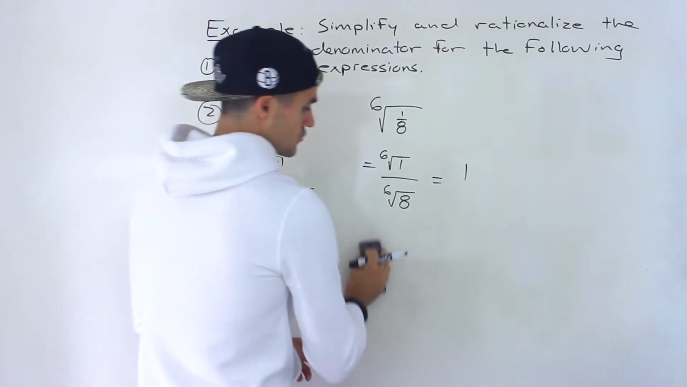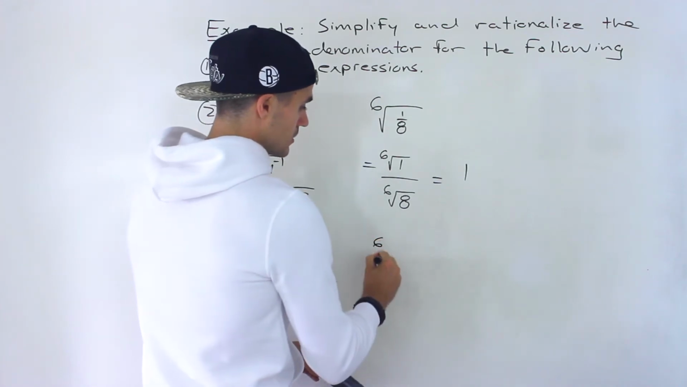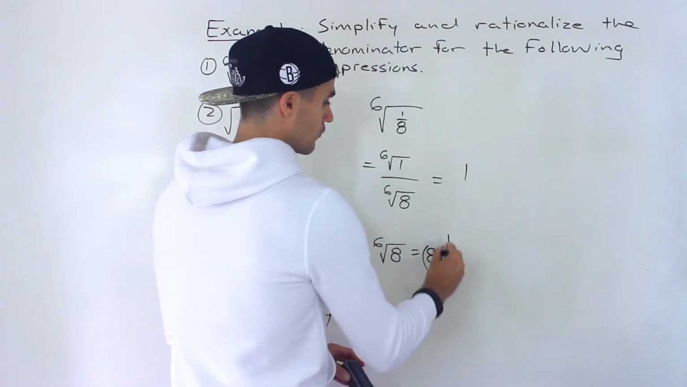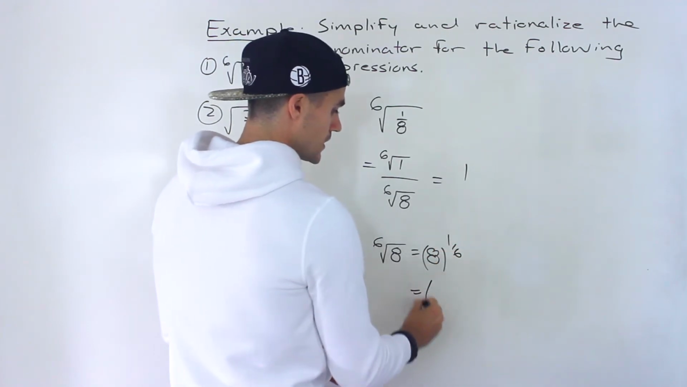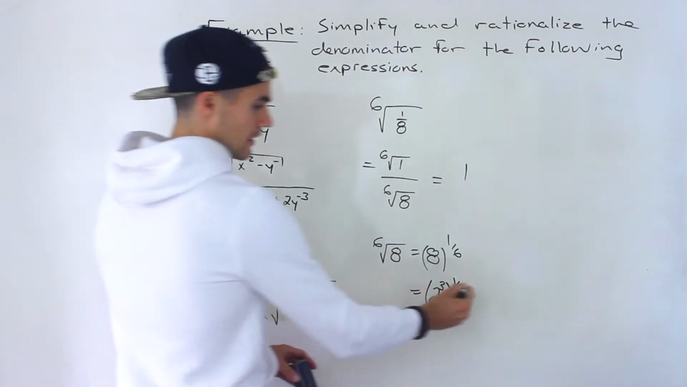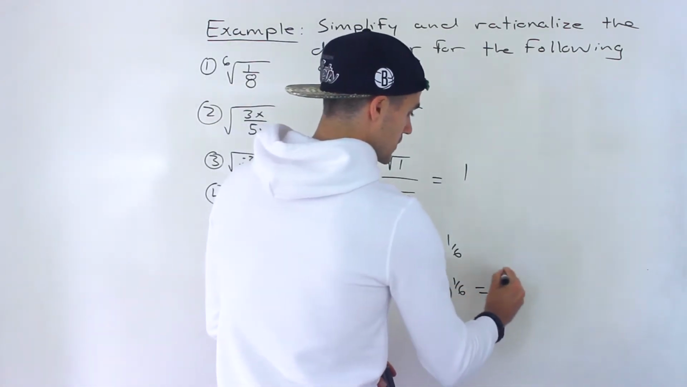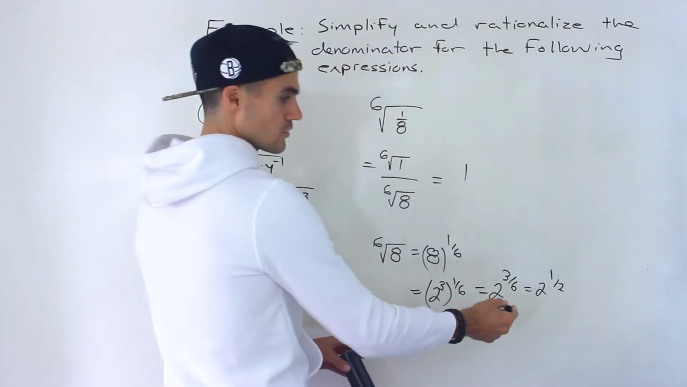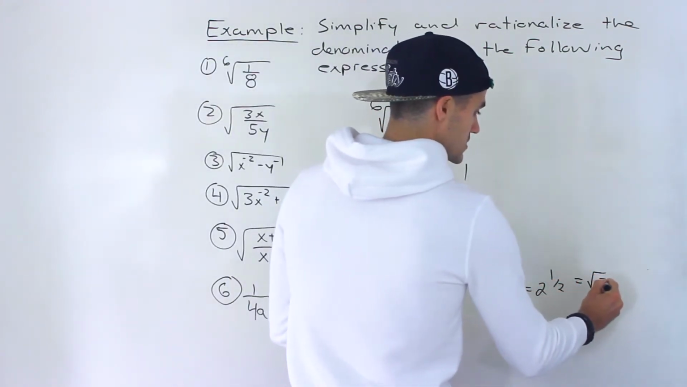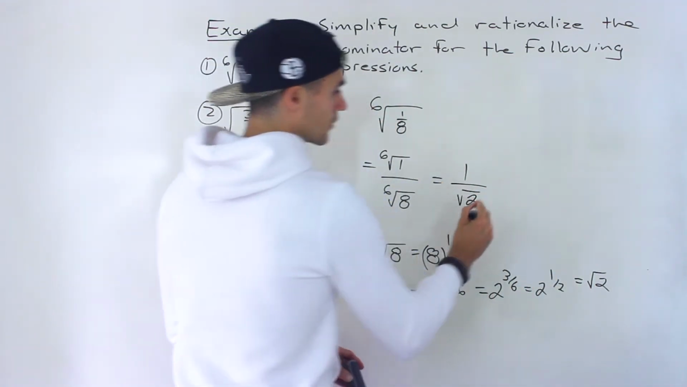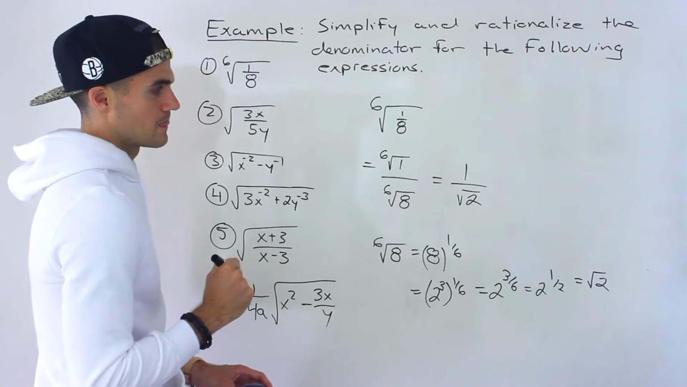But what's the 6th root of 8 going to be? Notice we can simplify that. We can rewrite this as 8 to the power of 1 over 6. And then the 8 we can rewrite as 2 to the power of 3. Then 3 times 1 over 6 gives us 3 over 6, which is 1 over 2. 2 to the power of 1 over 2 is the same thing as the square root of 2. So this would end up being 1 over root 2, like that.